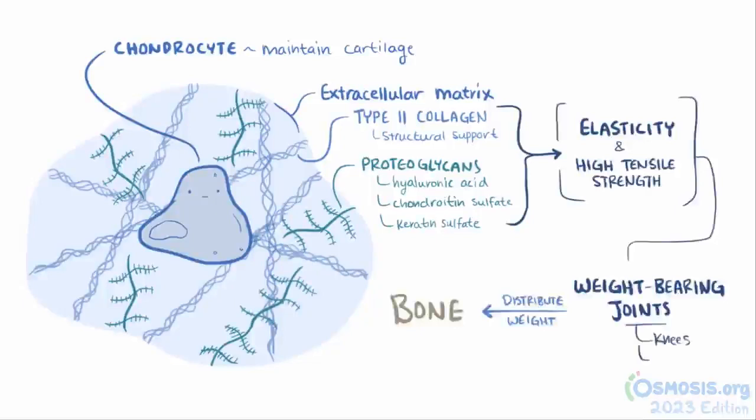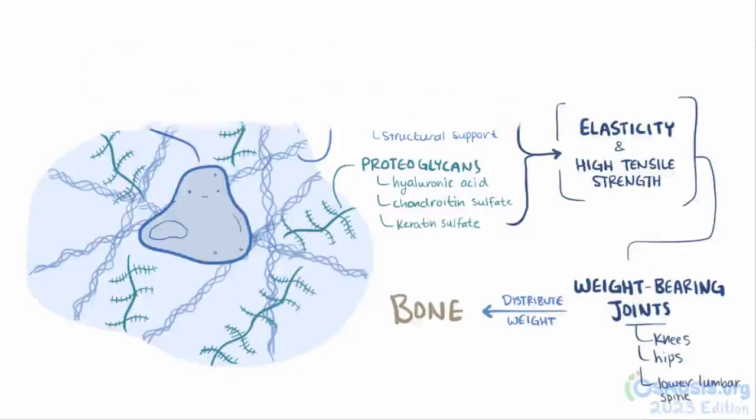And these are joints like the knees, the hips, and the lower lumbar spine. Okay, so chondrocytes are important for the articular cartilage. Got it. That makes sense.